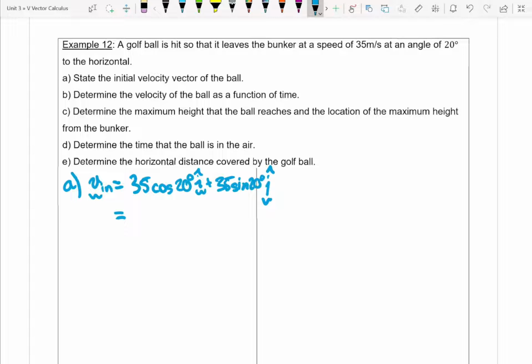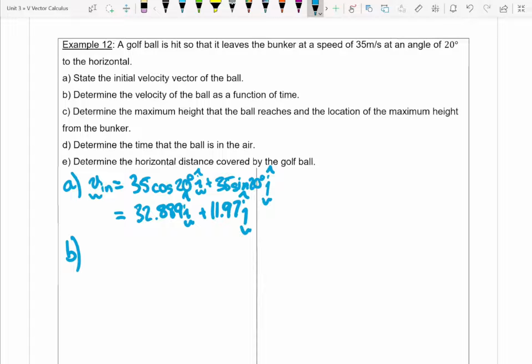And that is equal, in decimal form, to 32.889i plus 11.97j. So that's our initial velocity vector of the ball. Determine the velocity of the ball as a function of time. So that's our initial, but we want to say what is the velocity as a function of time.